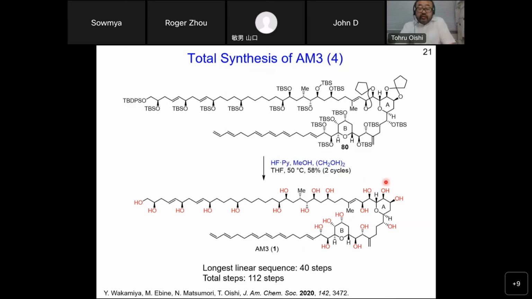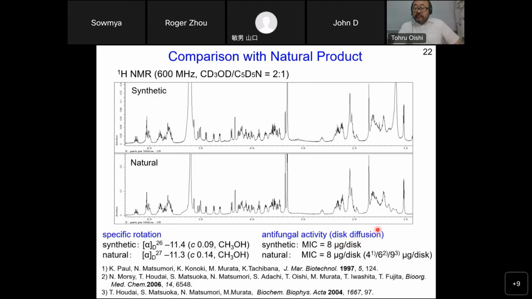The longest linear sequence is 40 steps, and the total number of steps is 112 steps. The spectral data for the synthetic specimen were in good agreement with those of the natural product, including the sign and magnitude of specific rotation and antifungal activity, confirming the structure of M3 revised in 2008. The first total synthesis of M3 has been achieved, revealing its true structure after more than 20 years since the first discovery.